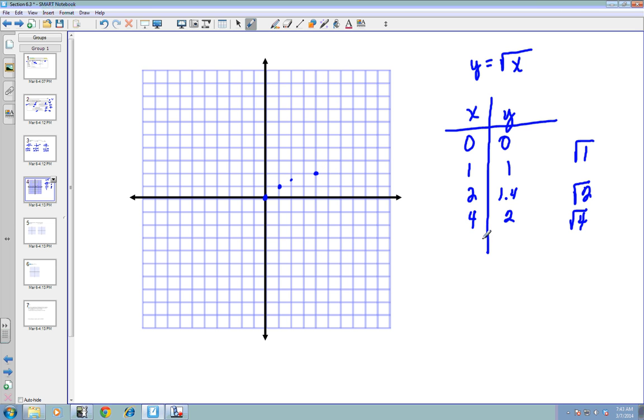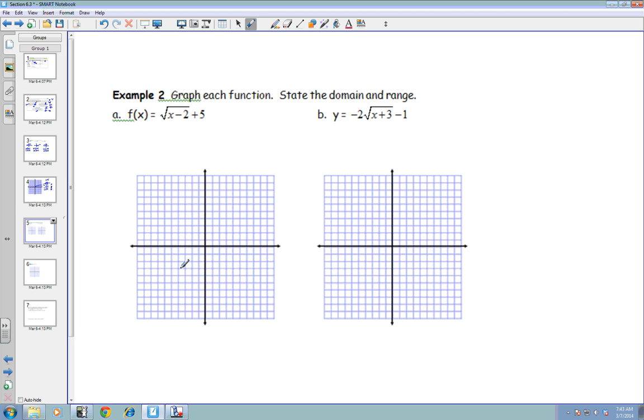My next perfect square, let's say 9. When x is 9, the square root of 9 is 3. So at 9, it is 3. This will give me an idea of when I sketch my graph, how far up and how far down I need. So 0, 0 would be a good point, 1, 1, 4, 2, 9, 3. All right, so let's graph each of these functions.